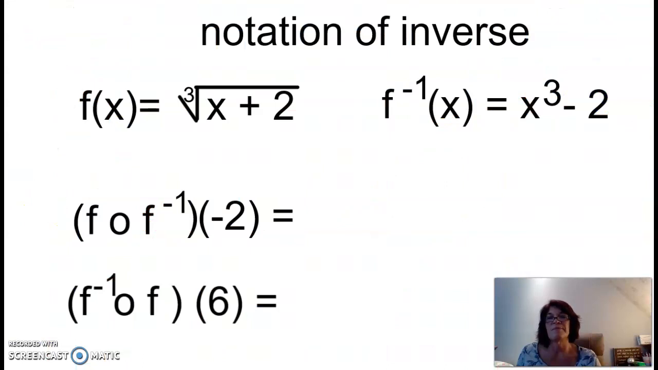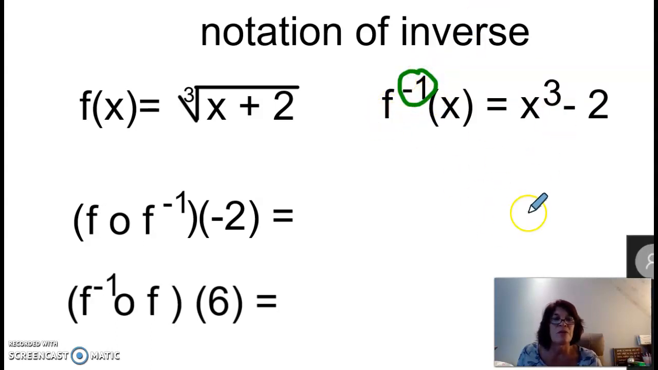Okay, here is the notation of an inverse. We use this little negative 1. People say f to the negative 1 power. No, no, no. It's not f to the negative 1 power. Okay? What it is is f inverse. That's how you read this. This is the inverse of f.